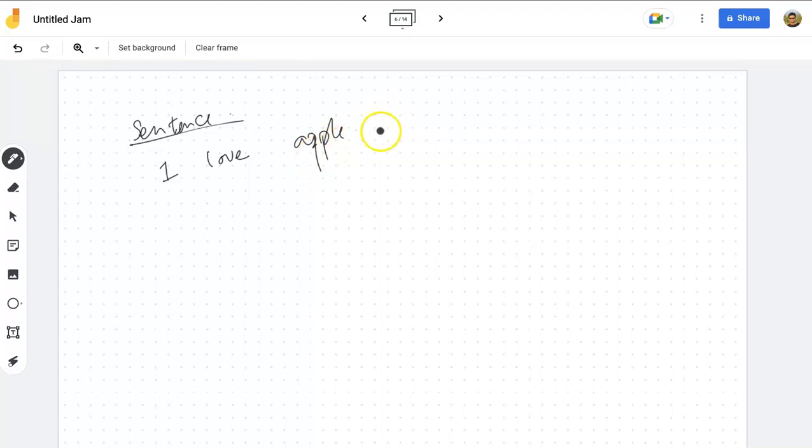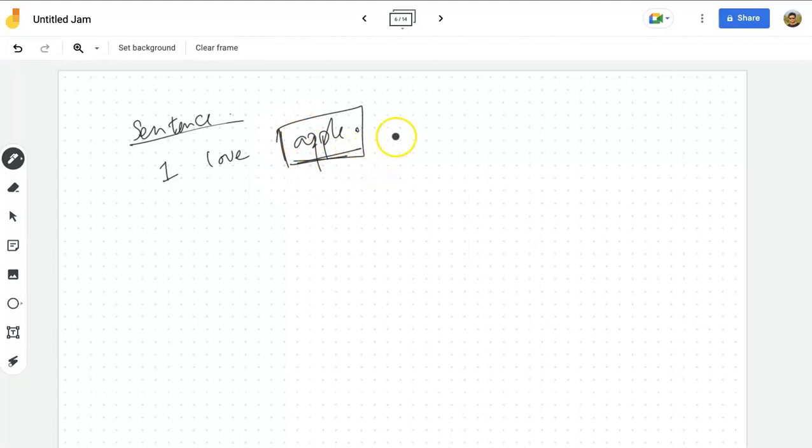Maybe something like that, apple. I love apple. Now if you want to map this apple, so this is the entity. So what is the step you want to do in Wikipedia?